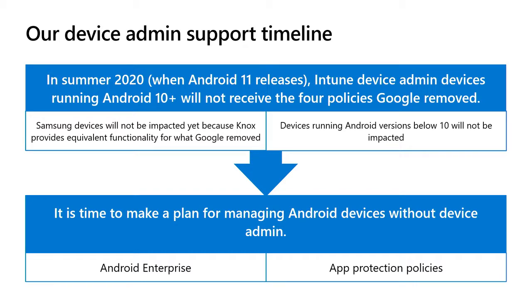So the couple details around this that I want to make sure to call out is that Samsung devices will not yet be impacted by this change next summer because Knox provides some equivalent functionality that replicates the removed functionality by Google that we are able to leverage and provide to you. And I also want to make sure you take note that devices running any Android version below 10 will not be impacted. So it's only devices DA managed that are on 10 or later as of next summer.